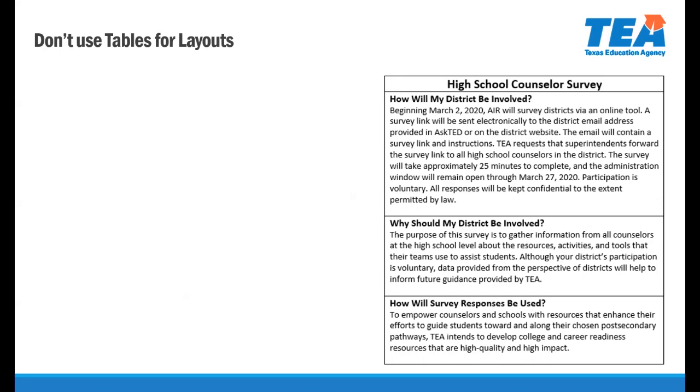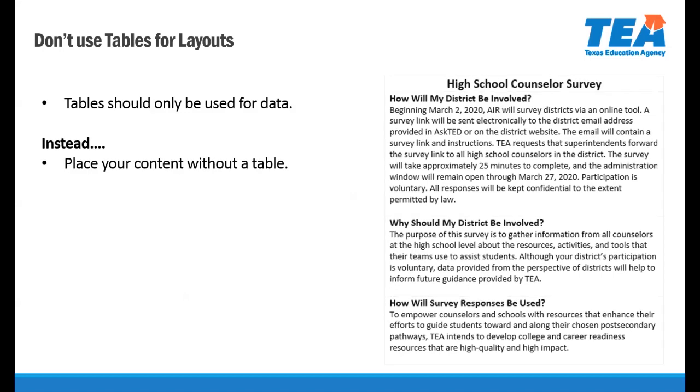Don't use tables for layouts. Tables should only be used for data. When a screen reader encounters a table, it tells the user the number of rows and columns of the table. If your content is in a table for layout purposes, it makes it harder for the screen reader to navigate and find content on the document. Also, most importantly, any headers properly applied with styles are not recognized in table cells. Even when converted to PDFs, the headings are not recognized. Instead, place your content without a table. This will make it easier for screen readers to find your content.